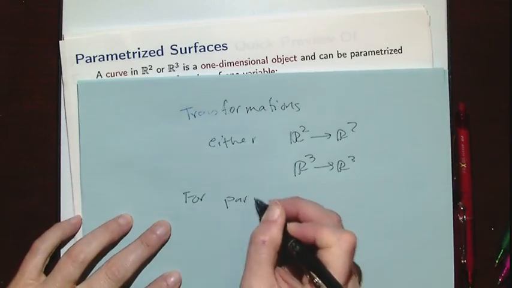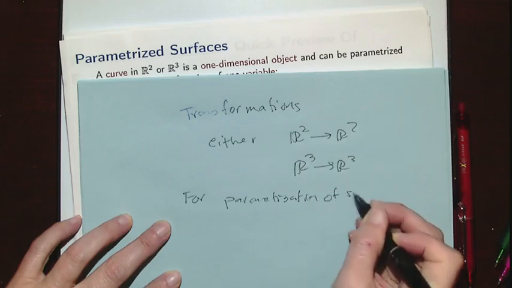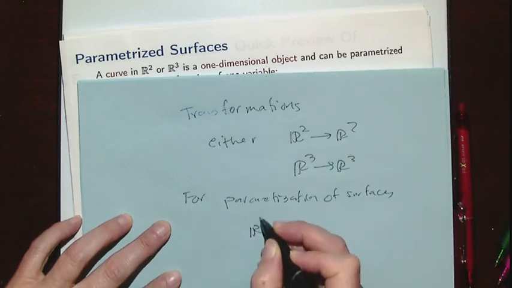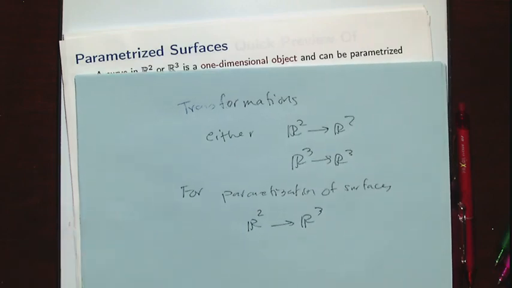For parametrization of surfaces, you go from R2 to R3. Everything else is the same. Even you compute the Jacobian in there, right? So a lot of times you are computing some sort of a Jacobian for that. Okay, so that's the start.